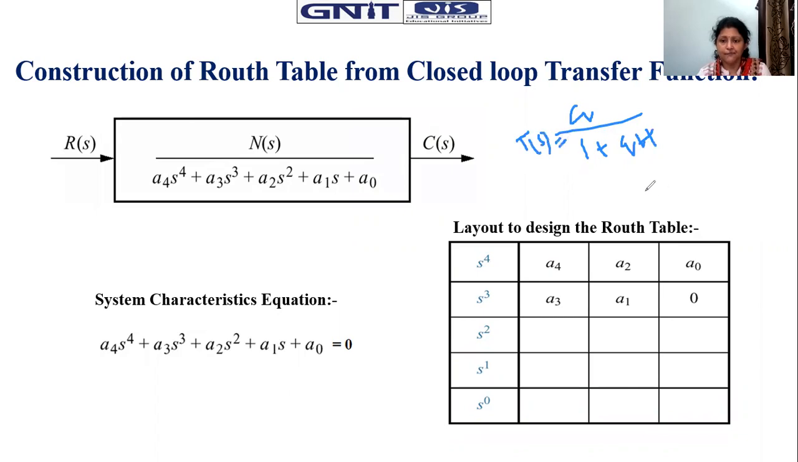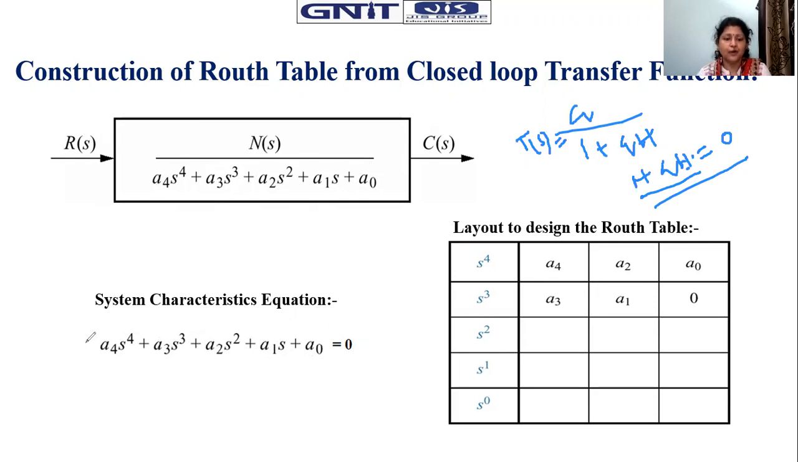Now, if 1 plus GH, the denominator polynomial, becomes 0, we get the characteristic equation. So from this characteristic equation, I have a4 s to the power 4 plus a3 s cube plus a2 s square plus a1 s plus a0. That was the denominator polynomial, the characteristic polynomial. We get the characteristic equation if this is set to 0.